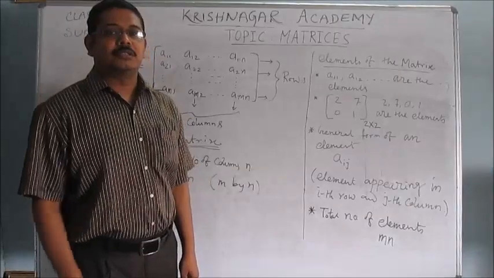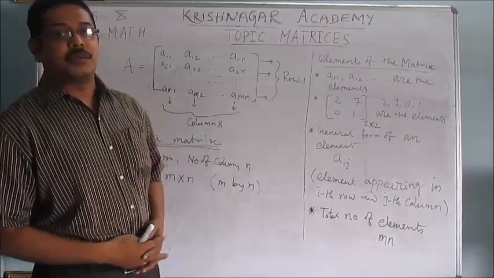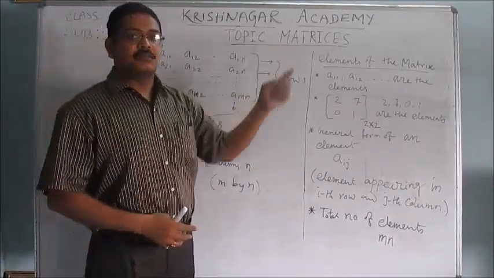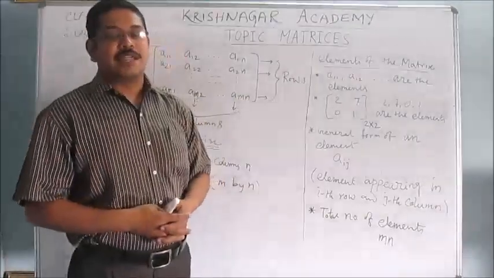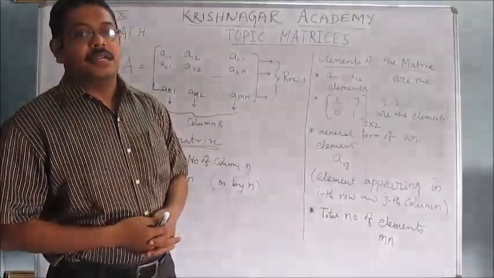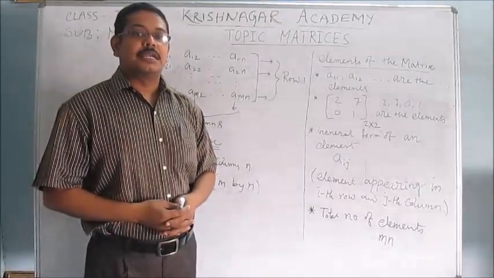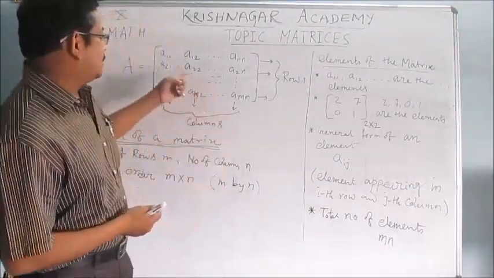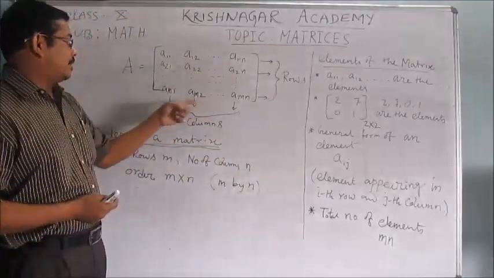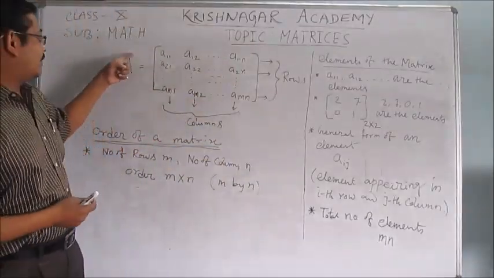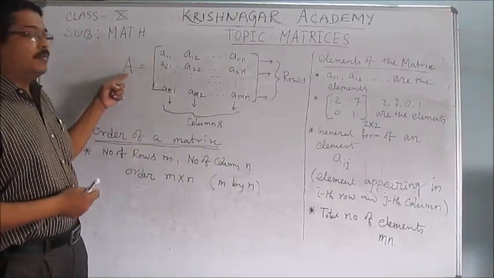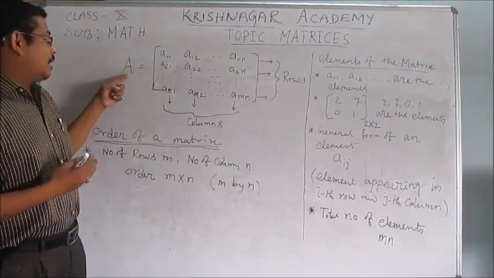Hello student. Today we are going to discuss matrices. First we have to know what a matrix is. A matrix is a set of elements arranged in rows and columns in a rectangular array. Here I have written one matrix, and a matrix is always denoted by a capital letter: A, B, X, M, etc.